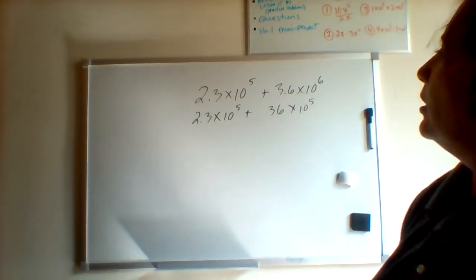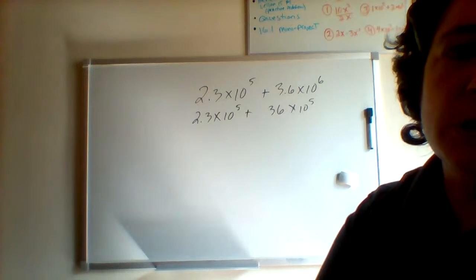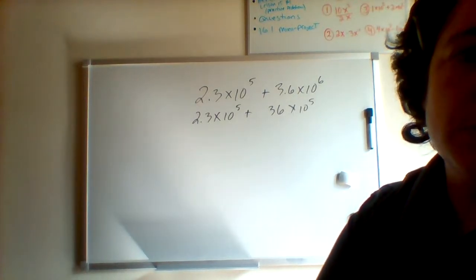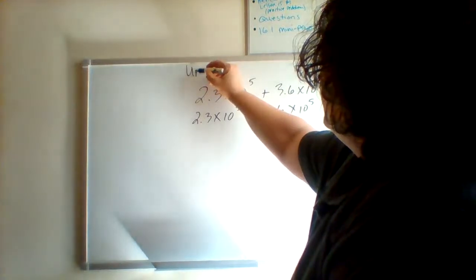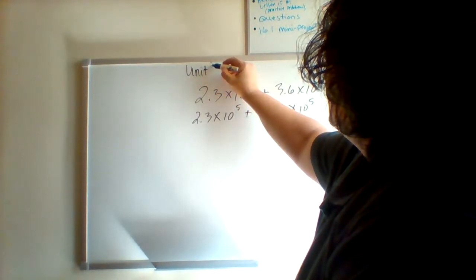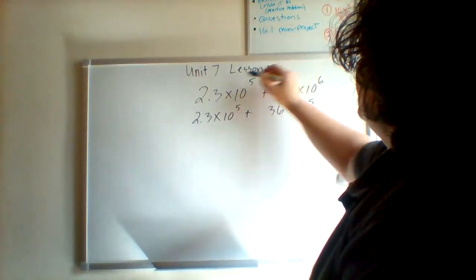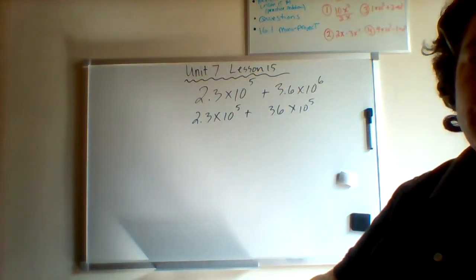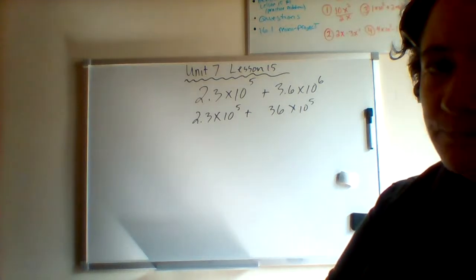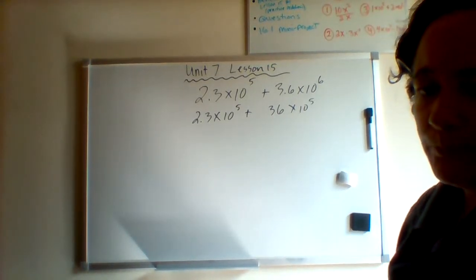Okay, so I am reviewing right now on Google Classroom. I had posted an assignment called Unit 7, Lesson 15. It was the exit ticket, basically. And Dagny has a question, so we're going to go over it.